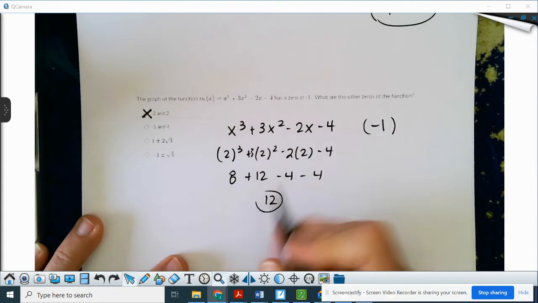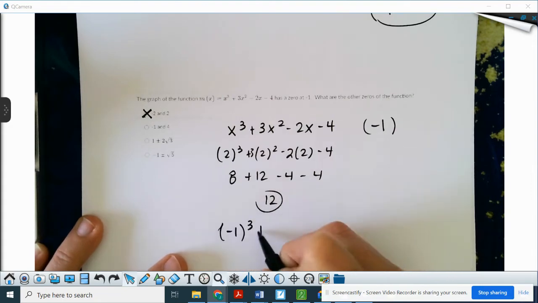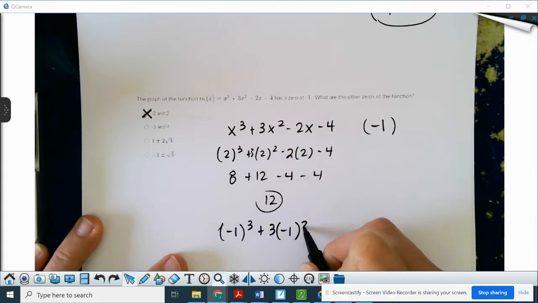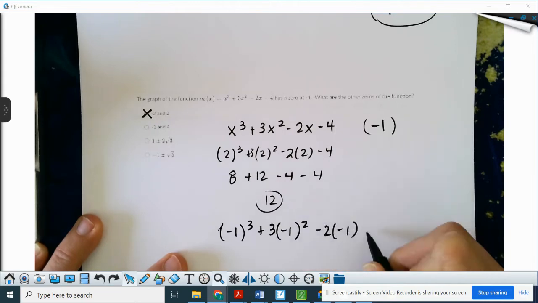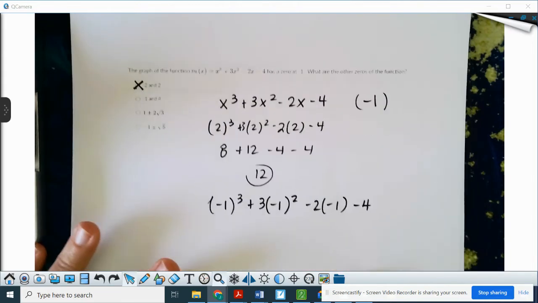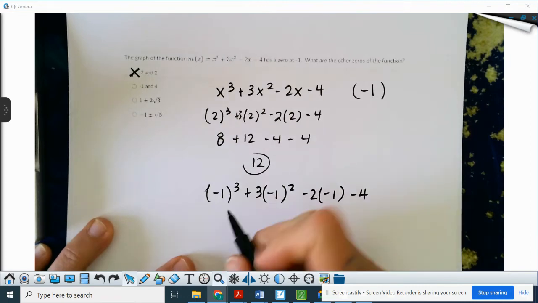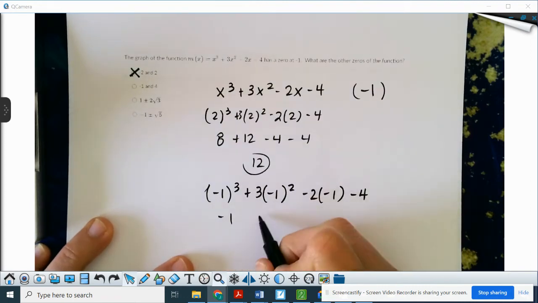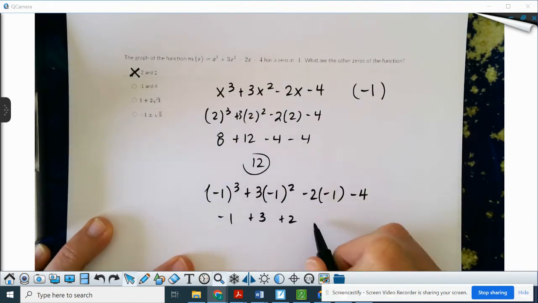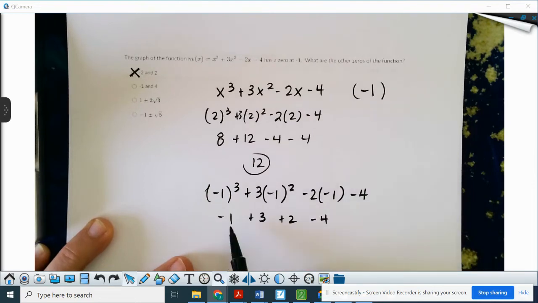Try -1 the same way, because again, and this is just me showing you a mathematics skill other than a calculator that will help you answer other questions, if there is a remainder, then it is not a factor. So that's going to be -1 plus 3 plus 2 minus 4. So -1, that's going to give you +2. 2 plus 2 minus 4 equals 0. It is 0.